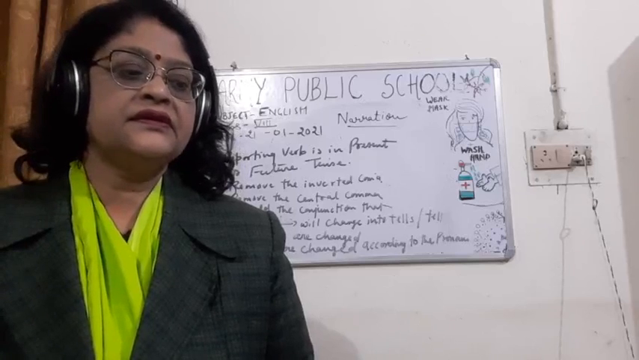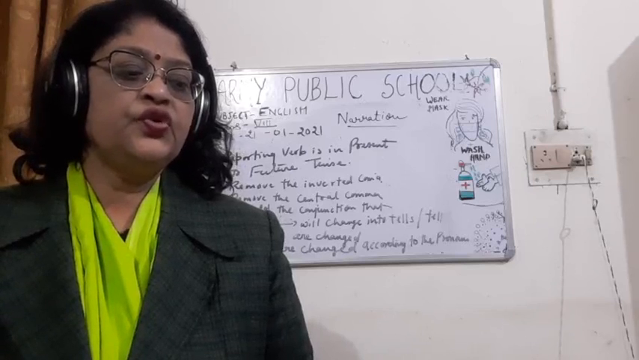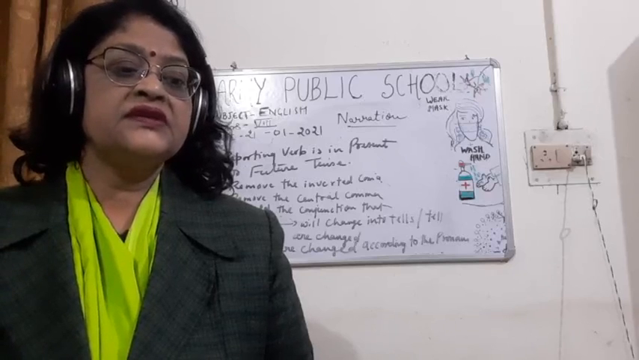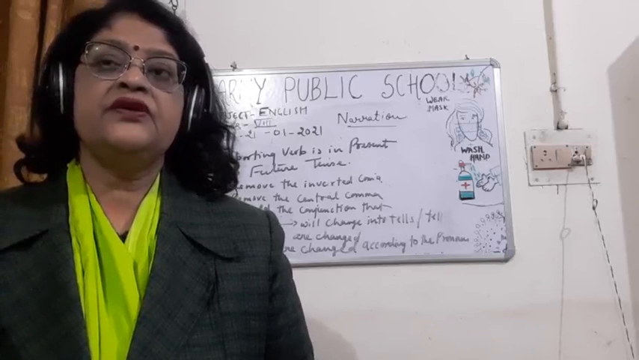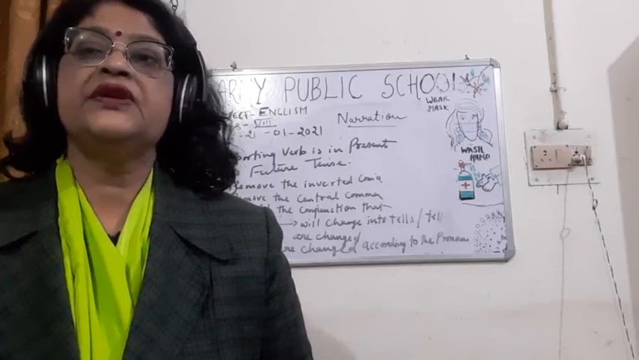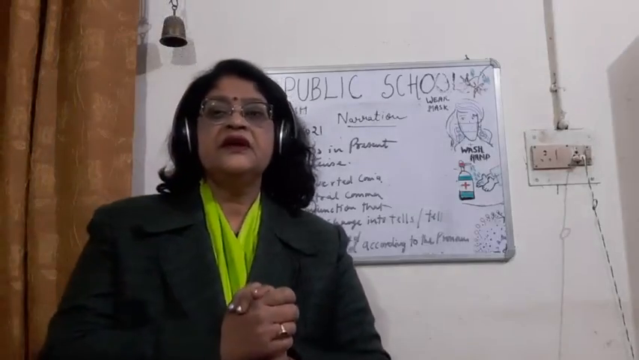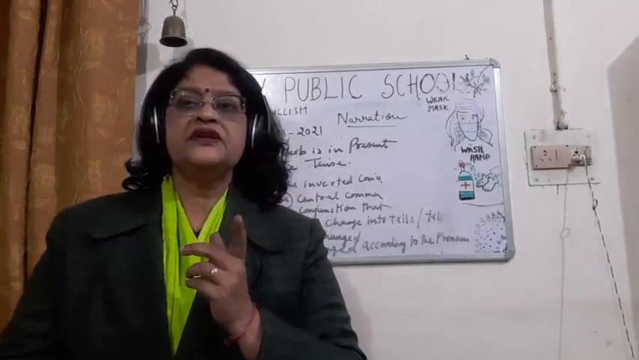Third thing is, children, says to will change into tell or tells, if an object is there in the reporting part. Then the fourth thing, children, pronouns are changed, and if the pronouns are changed, then the verb will automatically be changed according to the changed pronoun. So these five things should be there if the reporting verb is in which tense?